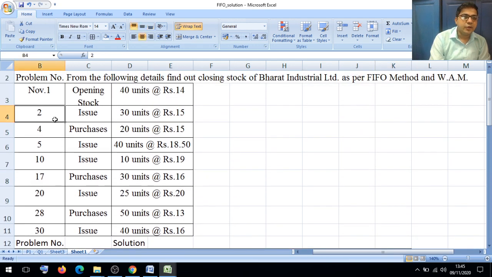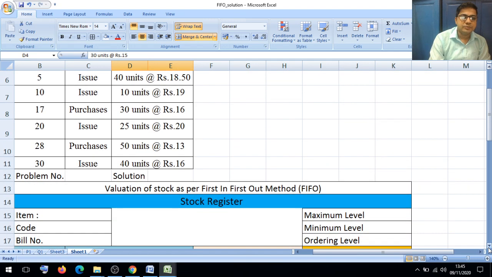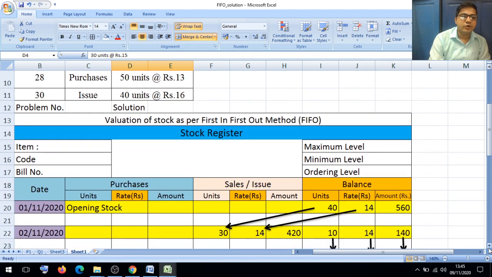After that, on 2nd November they issue 30 units. Issue means sold, issue means transfer. Now from these 40 units they will sell 30 units. Whatever balance units are available, they will use for issue purpose. Of the 40 units, 30 units are used for sale purpose. Date we have to write 2/11/2020. Rate is 14, whatever rate is there.